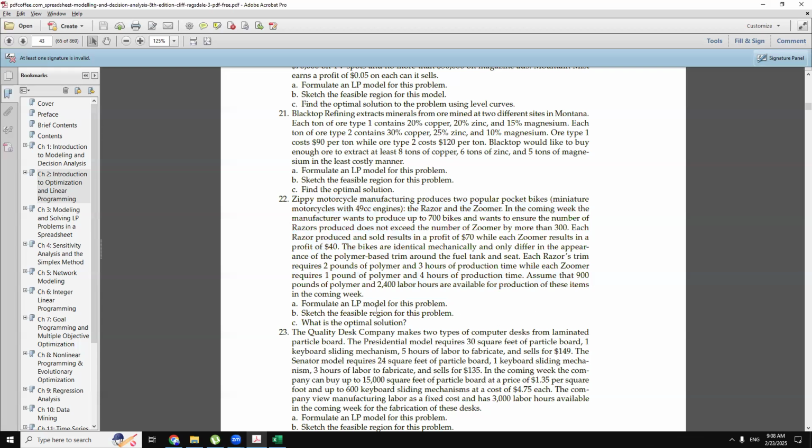In this question, they've divided the question into three parts. The first one is to formulate an LP model, then sketching the feasible region, and finally in part C, what is the optimal solution. I covered all three parts using the Excel graph method. So let me show you the Excel file.